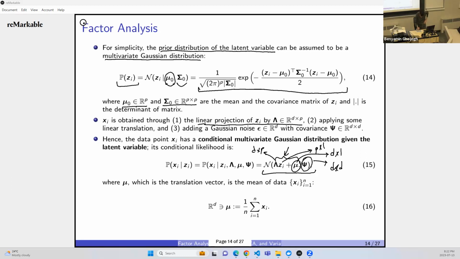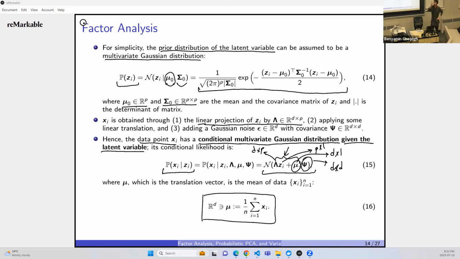So I can write probability of xi given Zi as this. Hence, the data point xi has a conditional multivariate Gaussian distribution given the latent variable. And mu, what is mu? It's the mean of data. Can you please tell me why mu is the mean of data? What was Zi? Latent, right?